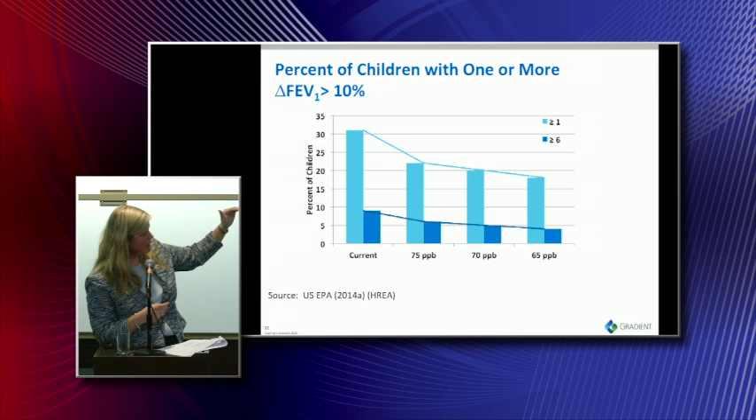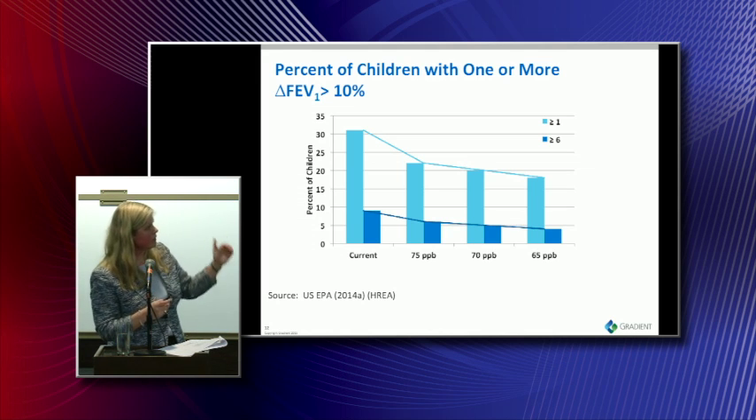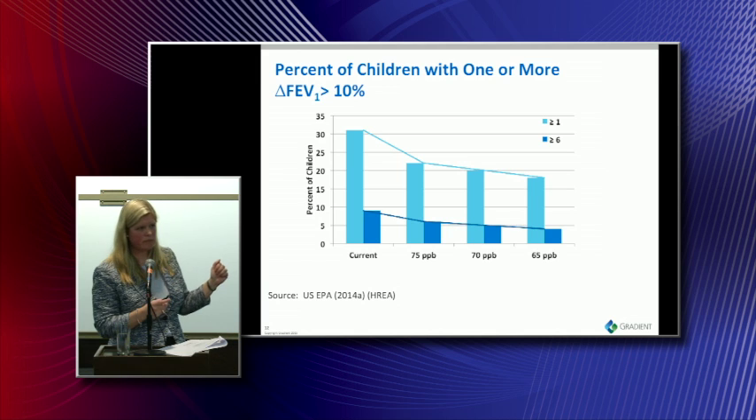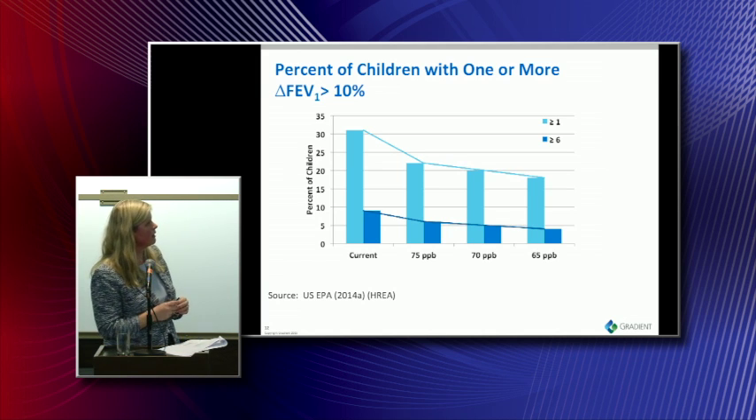Basically what this shows is that going from current conditions to just attaining the current standard, which is 75 ppb, that is the most significant drop in the percentage of the simulated population that we're looking at.